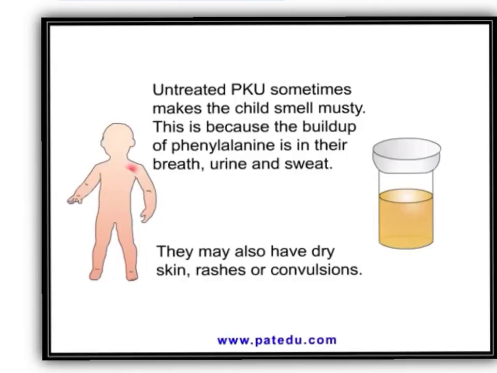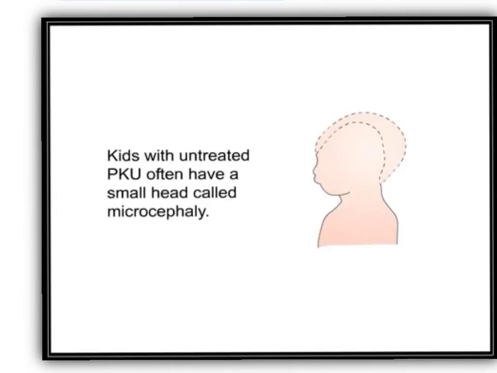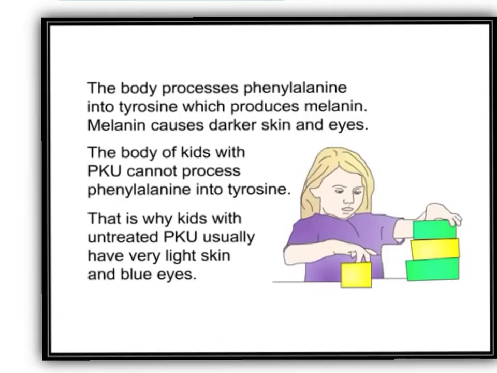Untreated PKU sometimes makes the child smell musty. This is because the buildup of phenylalanine is in their breath, urine, and sweat. They may also have dry skin, rashes, or convulsions. Kids with untreated PKU often have a small head called microcephaly.